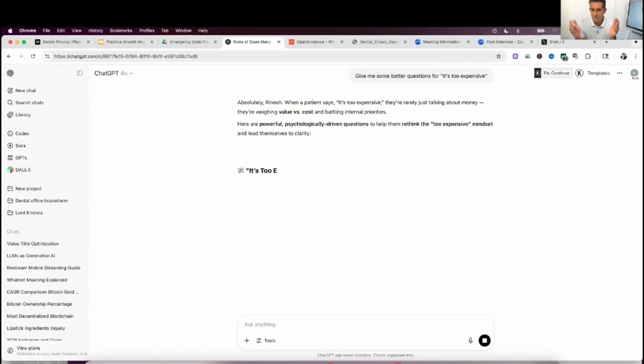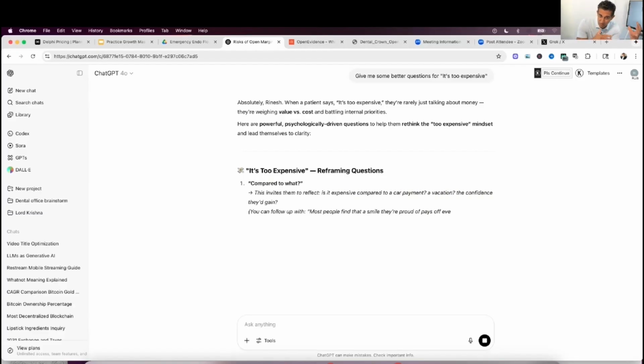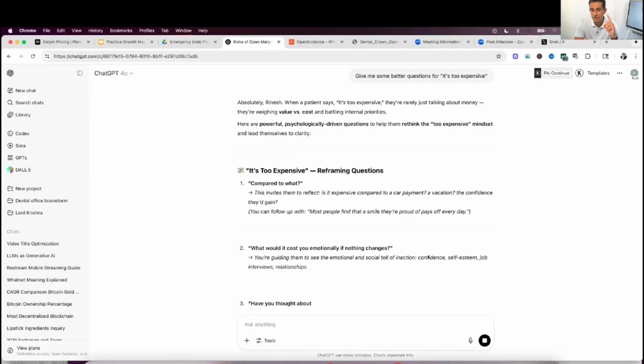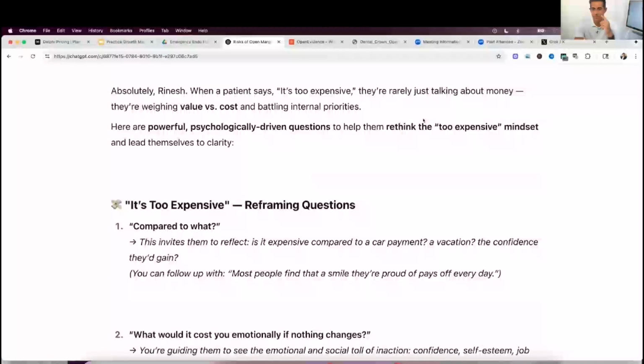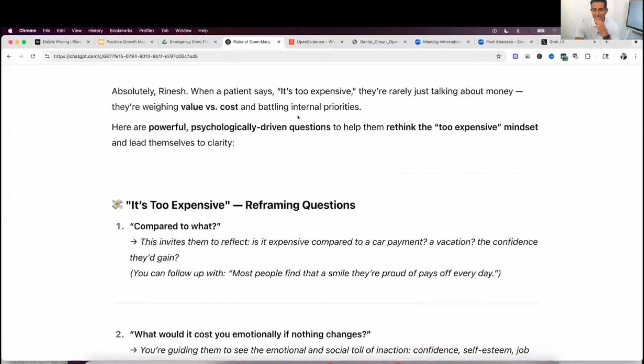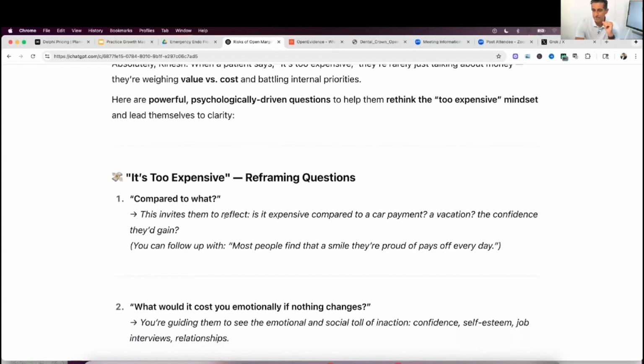When a patient says it's too expensive, they're rarely just talking about money. They're weighing value versus cost and battling internal priorities. This is the part that I want everyone to really take note of. They're battling internal priorities. Here are powerful psychologically driven questions to help them rethink the too expensive mindset and lead themselves to clarity. This is a good one.